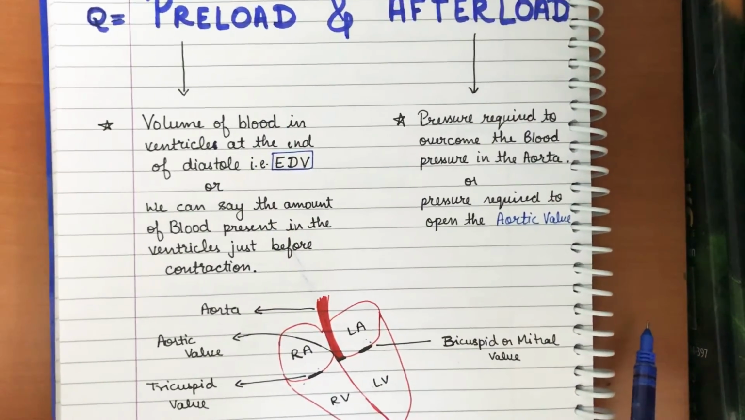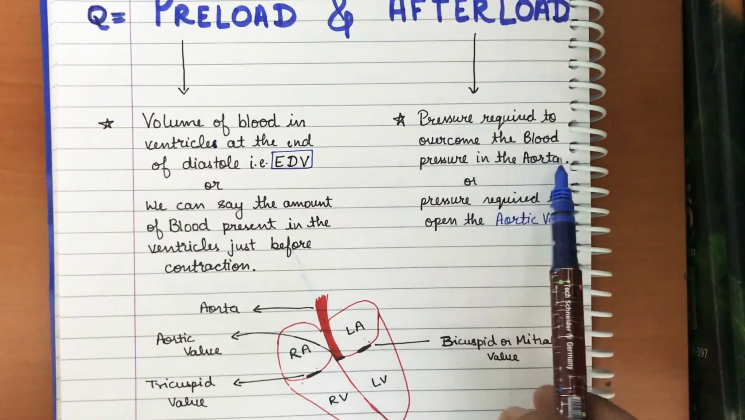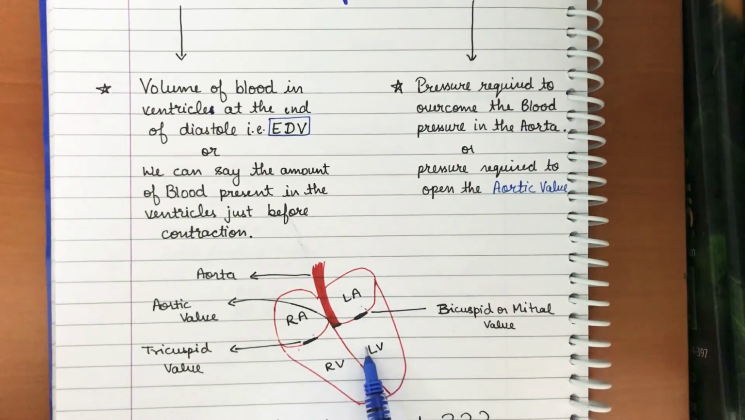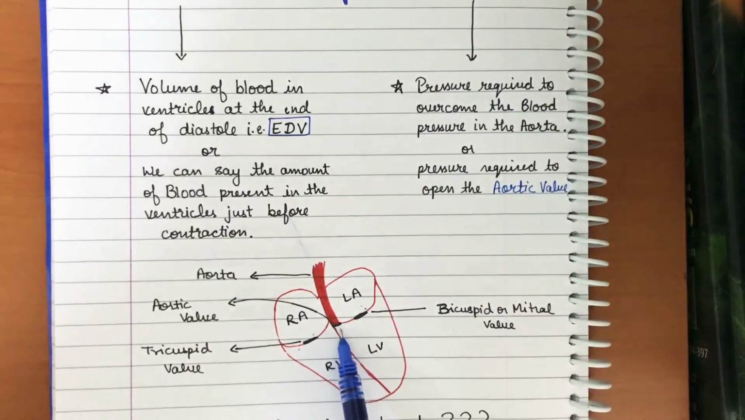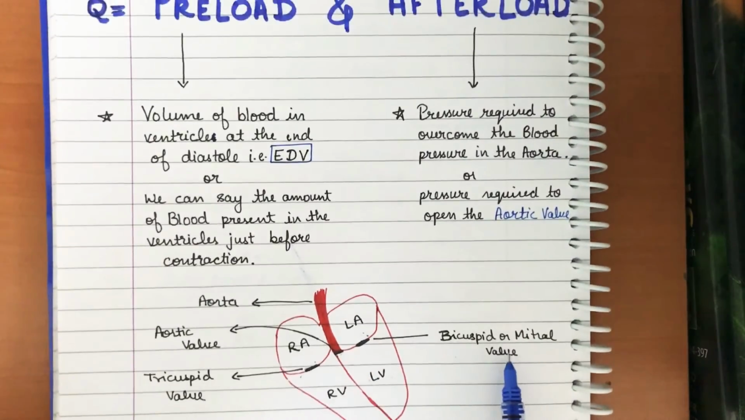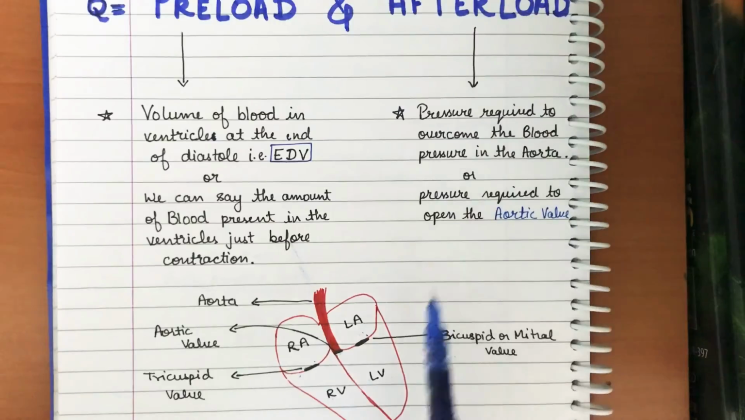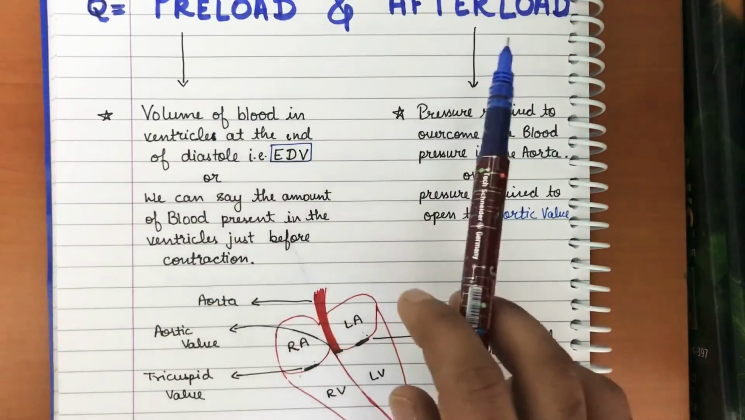What is afterload? Afterload is the pressure required to overcome the blood pressure in the aorta. When systole starts, the aortic valve will open, and there will be some pressure from the blood in the aorta pushing back towards the left ventricle, but the blood present in the left ventricle will have to apply a force, or you can say a pressure. This pressure needed to overcome the blood pressure in the aorta is what we call afterload. So it is the pressure required to open the aortic valve. This is the main difference between preload and afterload.